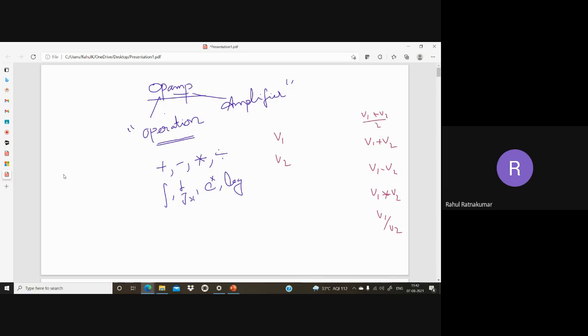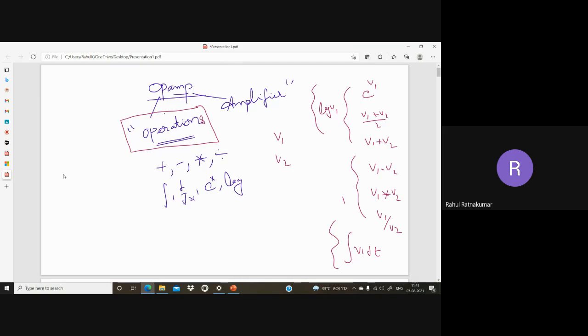Or maybe we have to do exponent or logarithm, log V1, log V2, or log of V1 plus V2, or any operation. We have to integrate, differentiate, dV1/dt with respect to time, right? So these are all operations which we are interested in. As an engineer, we have to implement these things. Right now we have a lot of other ways of implementing, maybe digital also, but the operational amplifier was used for mathematical operations.